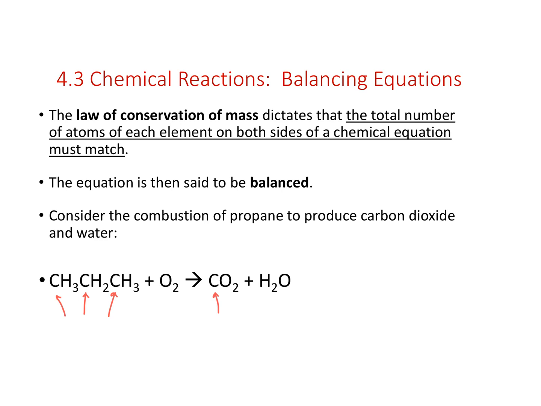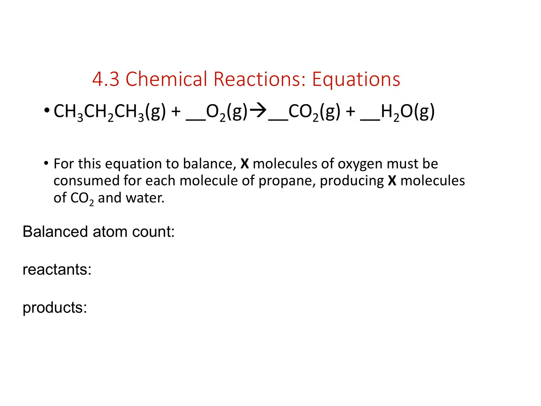So how do we go about balancing a chemical equation? I'm going to start with the propane. The propane is going to react with oxygen to produce carbon dioxide and water. So the first thing we want to do is take an account of how many of each of the atoms we have. And I like to put this in a table. So atom: I've got carbon, I've got hydrogen, and I've got oxygen. Then I want to look at my reactants and my products.